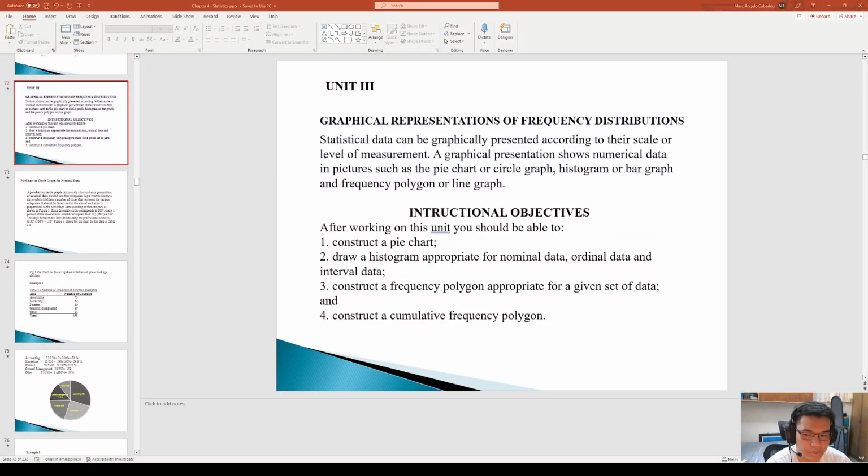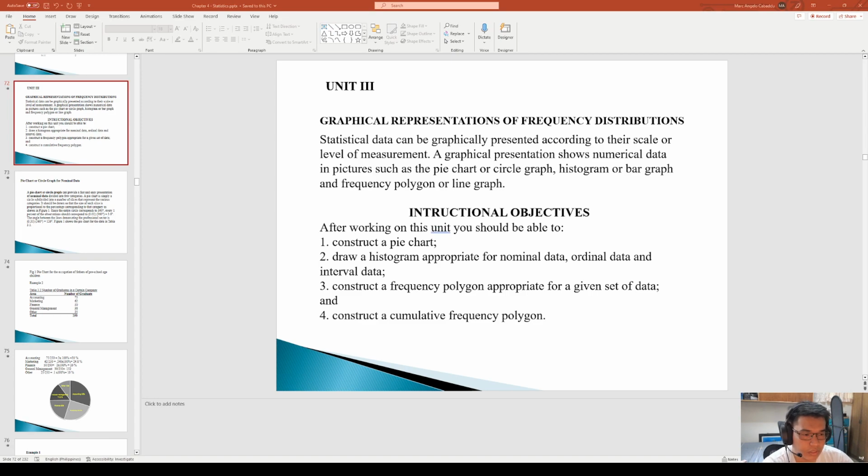Okay, so we will resume our unit 3, or chapter 3, on statistics. This time we have finished the frequency distribution table, and the next part is to interpret or to present the data that you organized, or the distribution table. So we will discuss the graphical representations of frequency distribution tables.